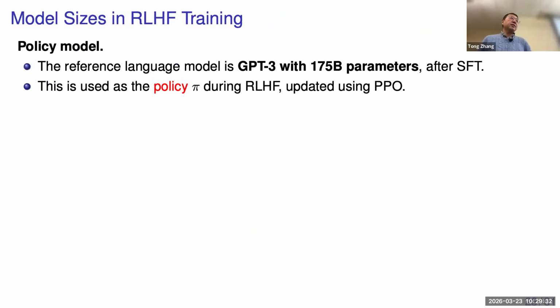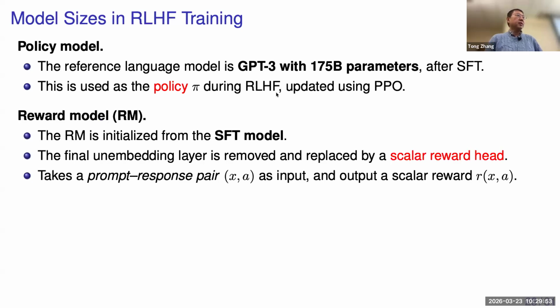Model size. The other thing which would be interesting, which I just quickly mention, is the reference model, which is this one, right? We mentioned this one before. This is the policy during RLHF, updated using PPO, right? So basically, this is something for the policy. For the reward model, what is interesting is the following.